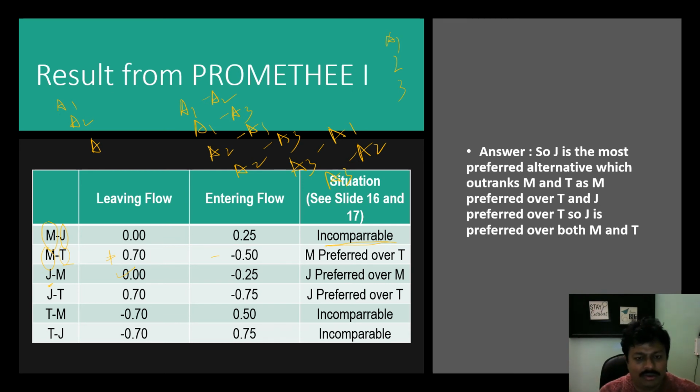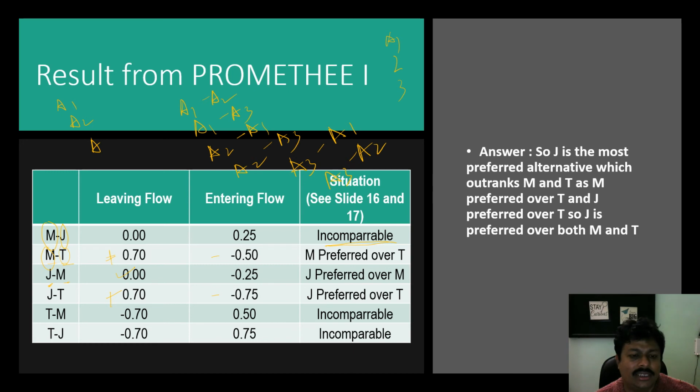So always remember, if this is the case, then also we can straight away select the best alternative among these two, right? Again, if this is the same case, this is positive, this is negative, so you can say that J is preferred over T.